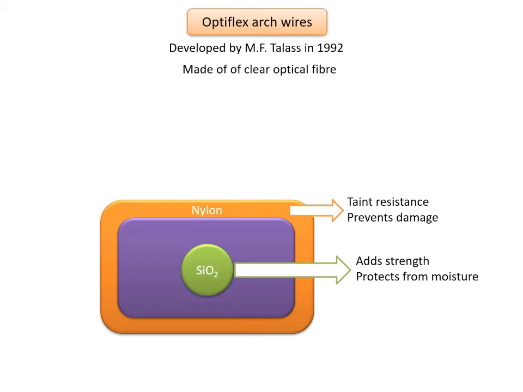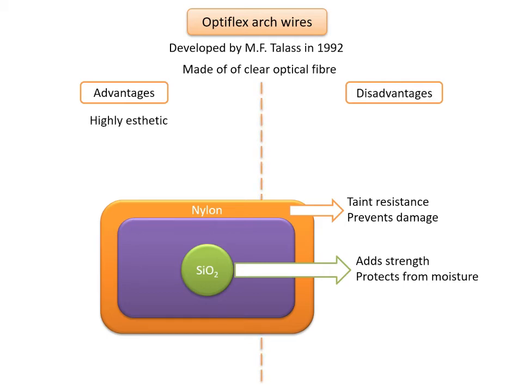These wires provide light continuous forces and are used during the initial aligning phase of orthodontic treatment. To prevent permanent deformations, sharp bends should be avoided during ligation to brackets. They are available in round as well as rectangular cross sections. So the advantages being it is highly aesthetic and highly resilient, and the disadvantages, as mentioned, that it cannot accept a sharp bend.